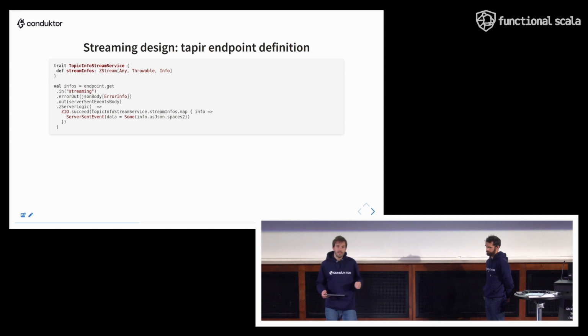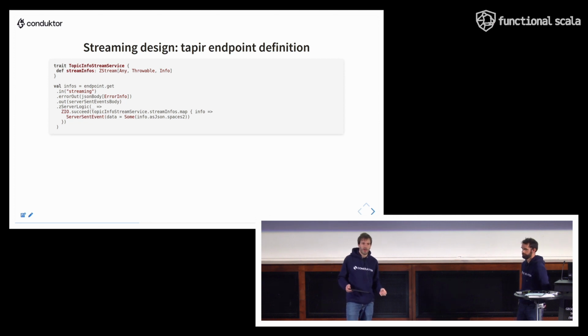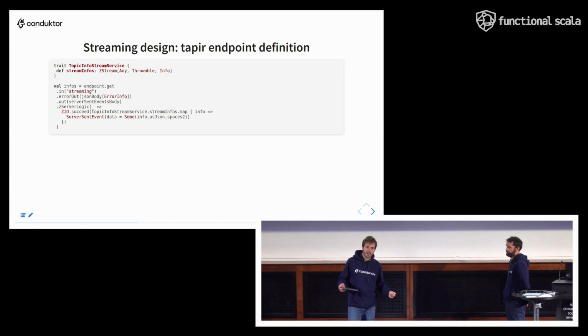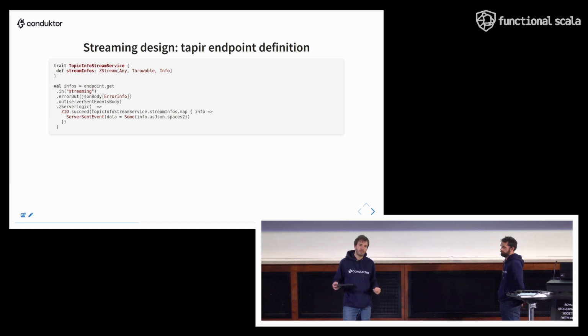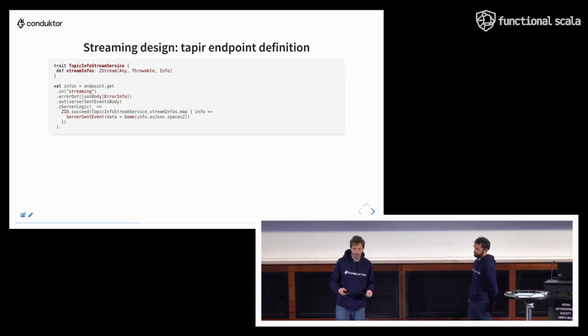And so it's really easy to use, and we found moving from a REST endpoint to an SSE endpoint is really easy. So you see here when we say out, we just switch the JSON body to server-side event body, and that's done. And before we had a logic that was producing an effect with the data to send to the front end. Here we have a logic that produces a stream simply, and the stream is what's going to be sent to the front end.